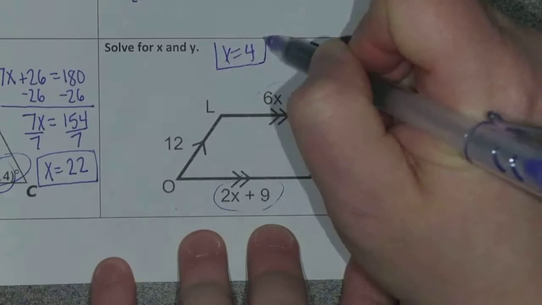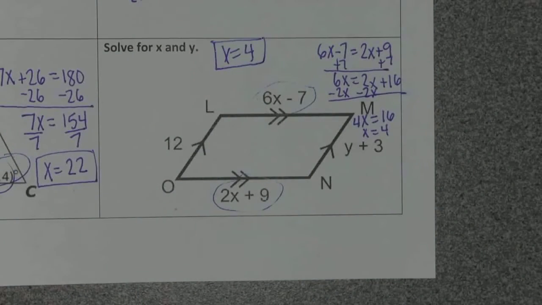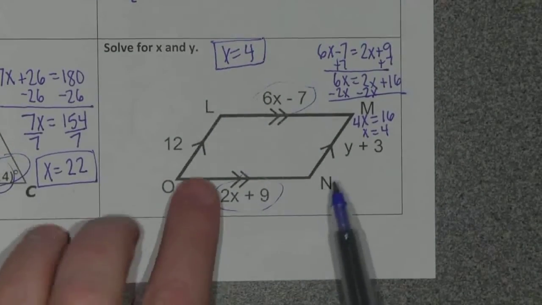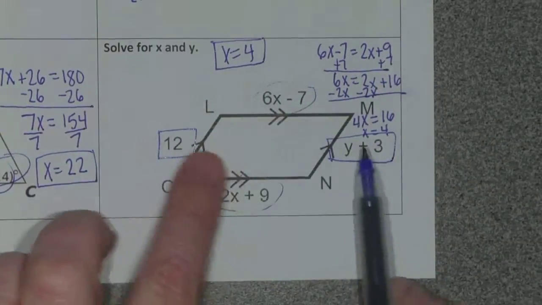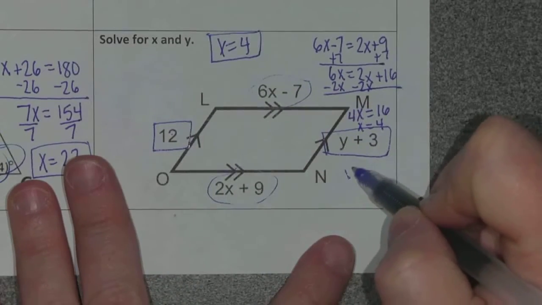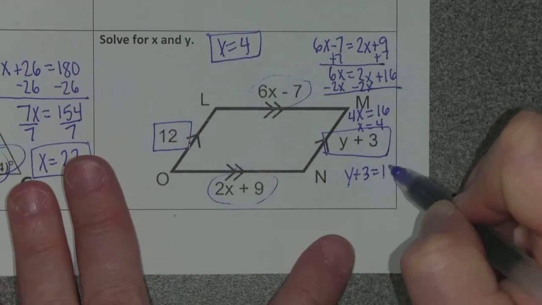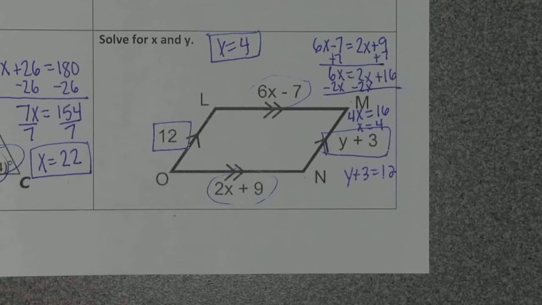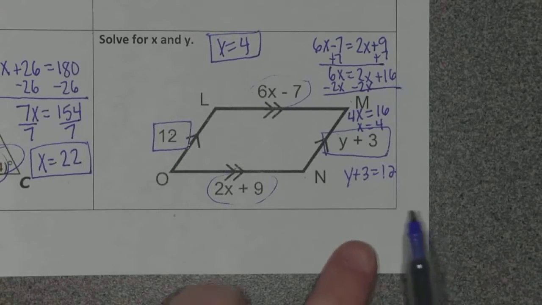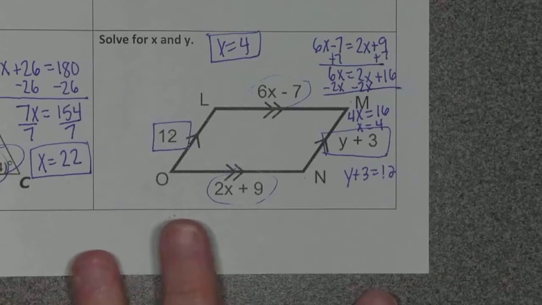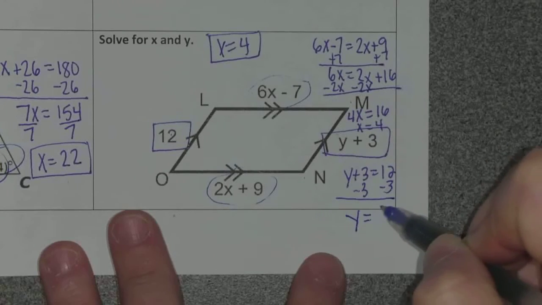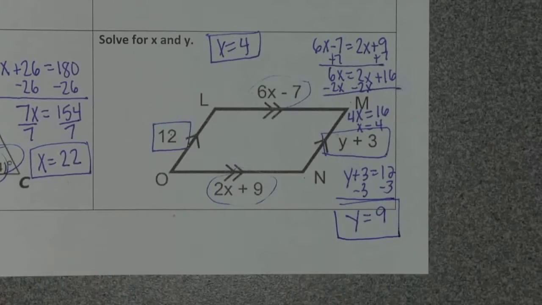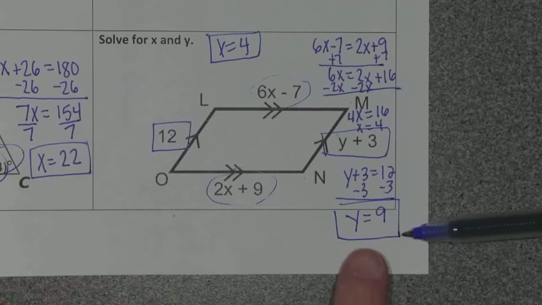And then I still have to find out what my y is. So I'm going to solve for my y completely separate. I'm going to use my y value right here with my other equal side. So I'm going to do y plus 3 equals 12 because I know opposite sides are congruent. I can set my opposite sides equal to each other. And then this is really simple to solve for y. What do I do here? Just minus the 3 over, and I get my y value equals 9. So x is 4, y is 9.